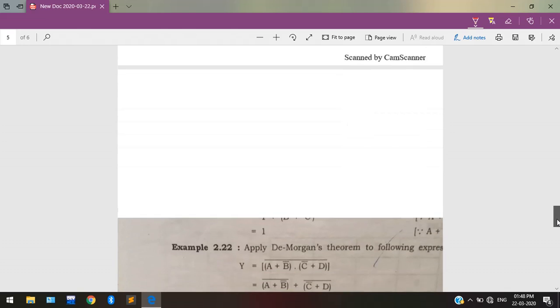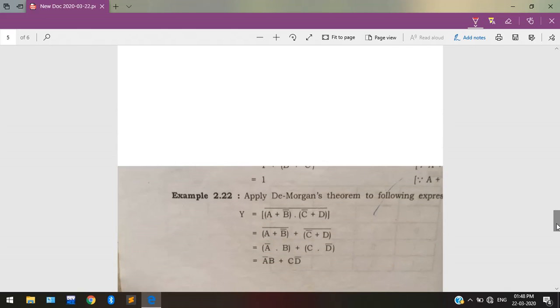Now we will see examples based on De Morgan's theorem. The first simple example has four different variables. Apply De Morgan's theorem to the following expression: Y is equal to the whole bar of A plus B bar dot C bar plus D, where you see this is the whole bar. So how can we simplify this?